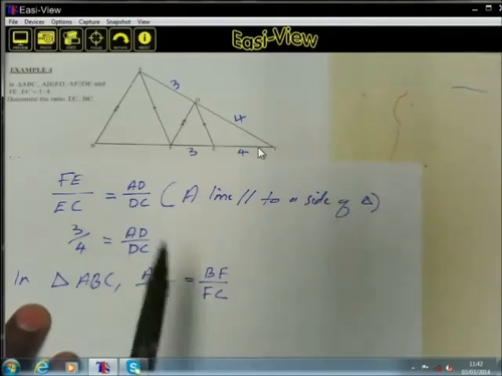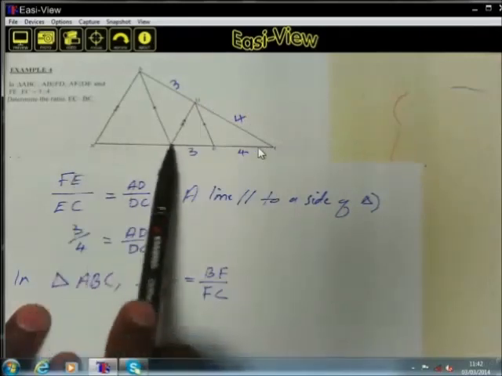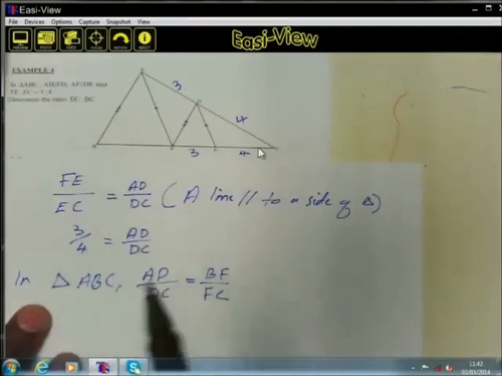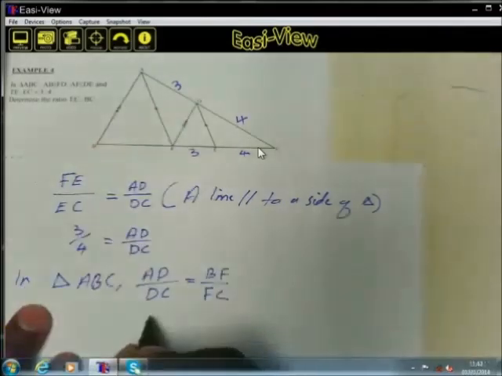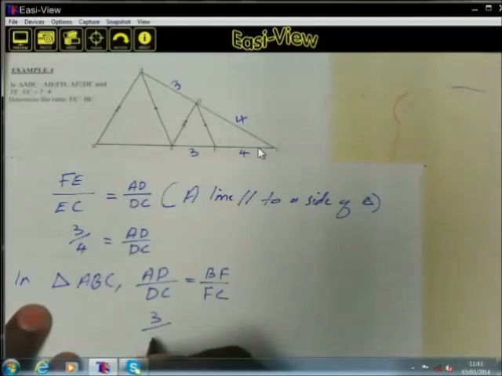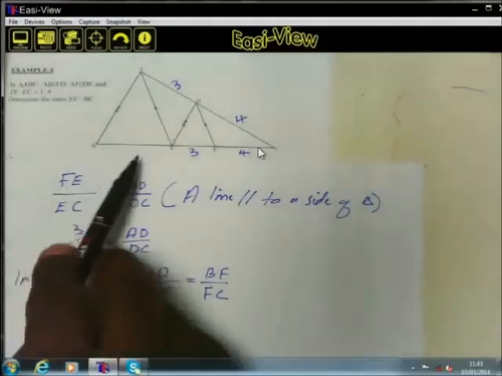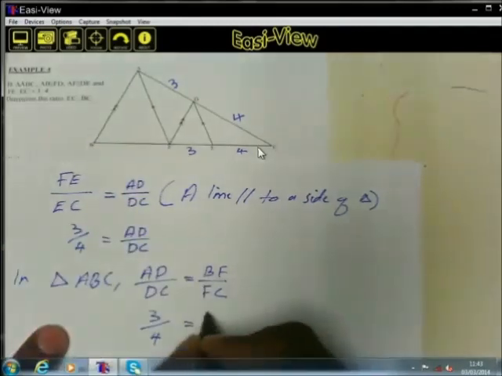Order is very much important. AD over DC, BF over FC. Check AD. What is the ratio of AD? AD here we've got 3 over DC we've got 4, which will then be equals to BF. We don't have the ratio of BF. Let's leave it as it is.